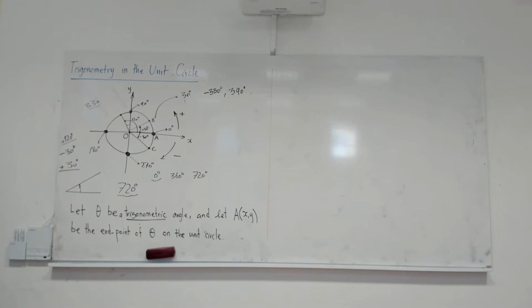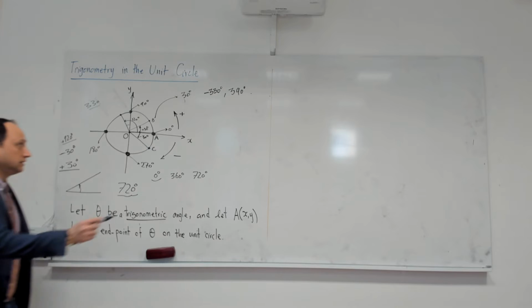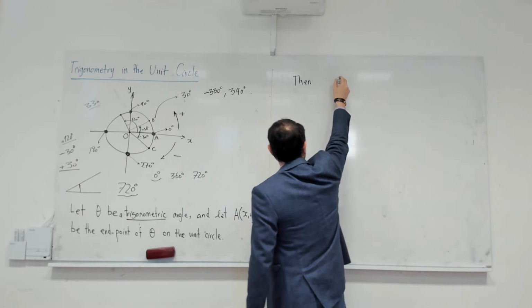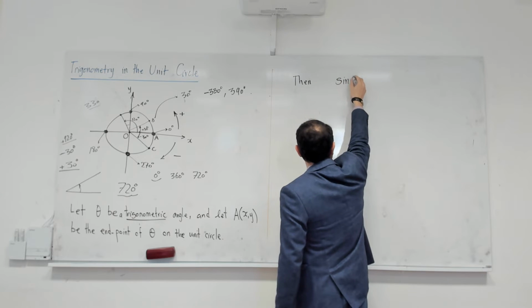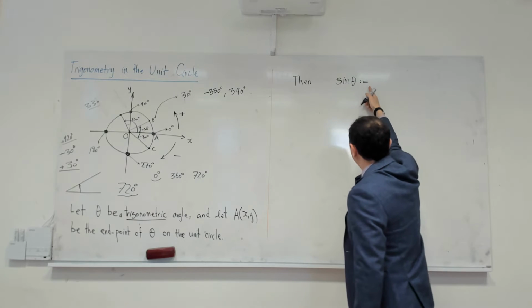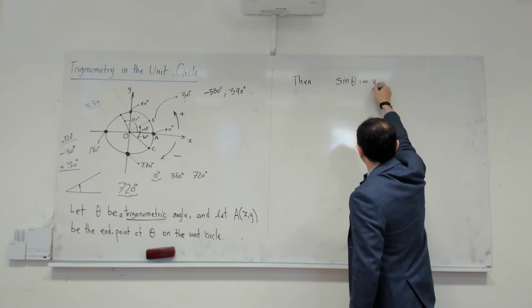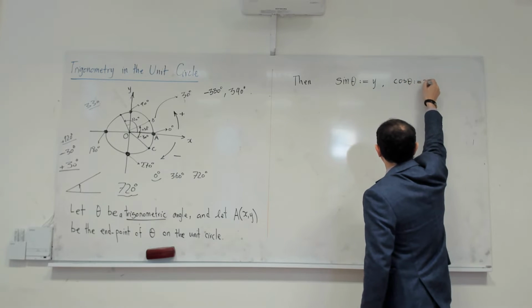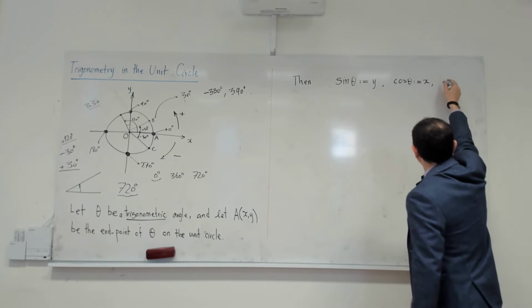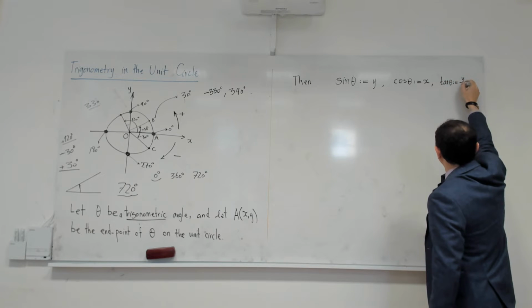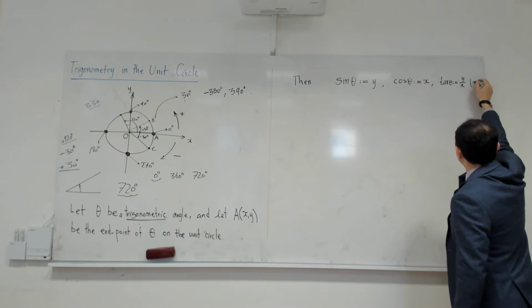Be the end point of theta on the unit circle. Then sine theta, where the symbol means is defined to be equal, is y. Cosine theta is defined to be x. And tangent of theta is defined to be y over x, of course, if x is not 0.